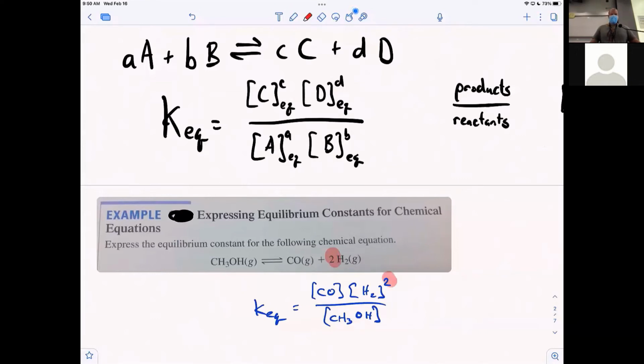So, question with this one? How are we doing so far? Any questions about equilibrium in general?